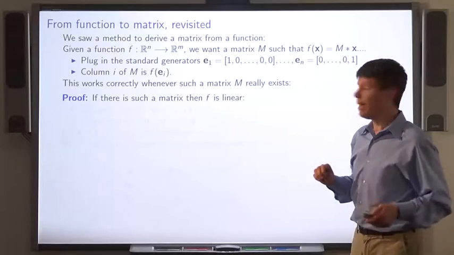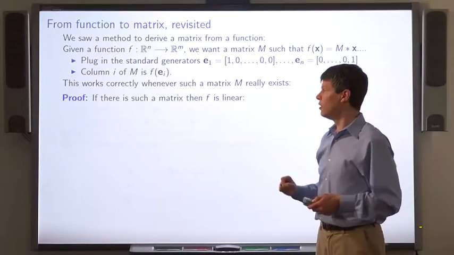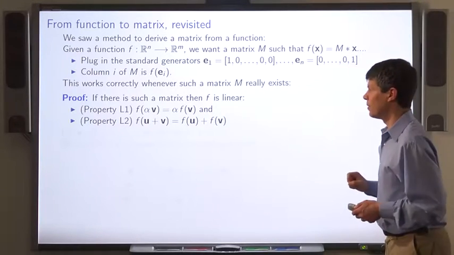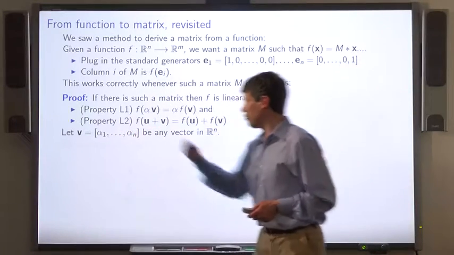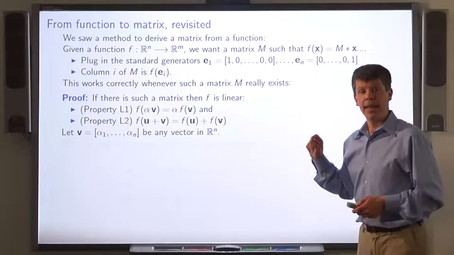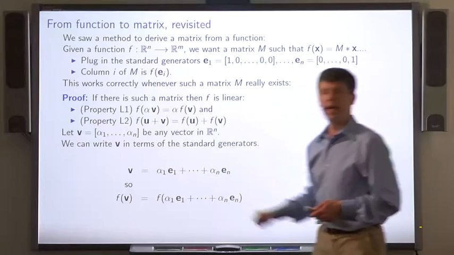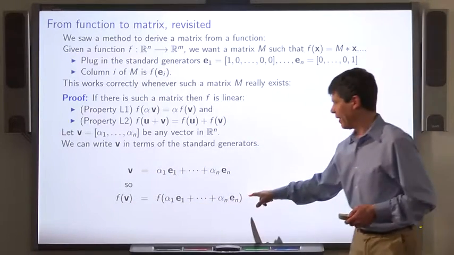So if there is such a matrix, then we just showed that f is a linear function. That means it satisfies these two properties. Now take any vector v. Let's say its entries are alpha 1 through alpha n. We can write v in terms of the standard generators. So applying the function f to v, we get this.